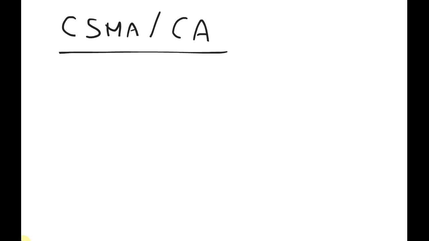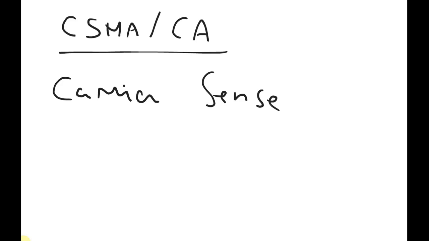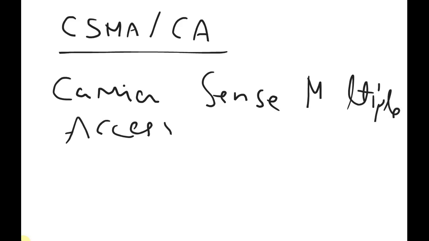And how do these wireless local area networks work? These work based on the CSMA/CA standard, that is carrier sense multiple access with collision avoidance. Carrier sense means it senses whether it can send the data, and it tries to avoid collisions.